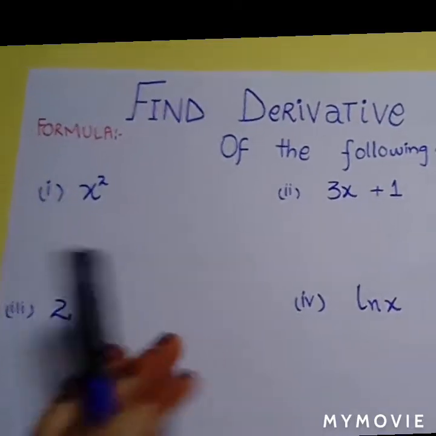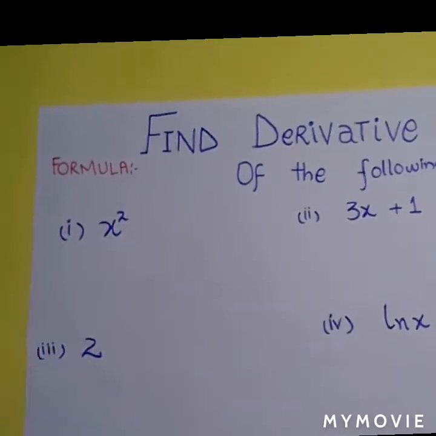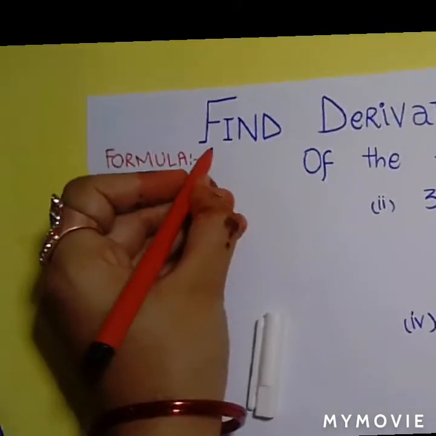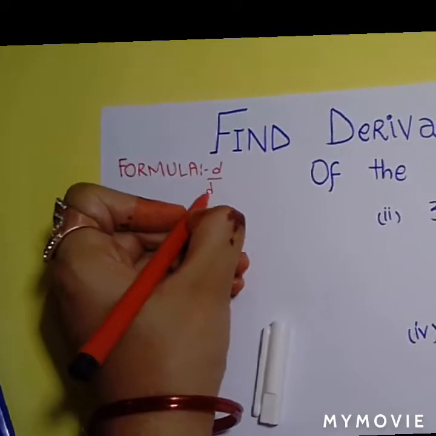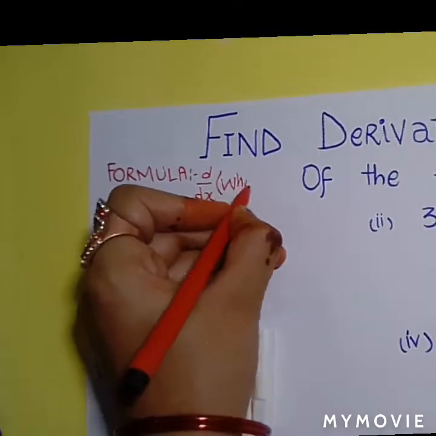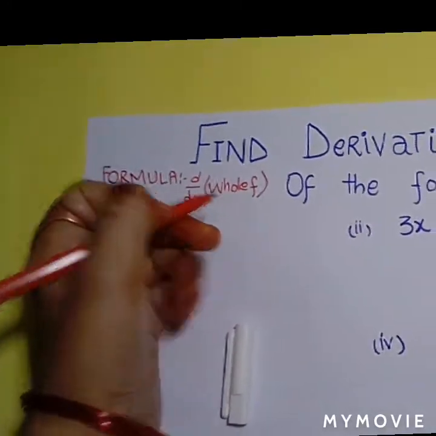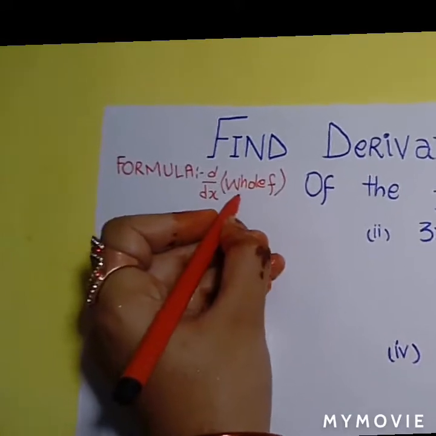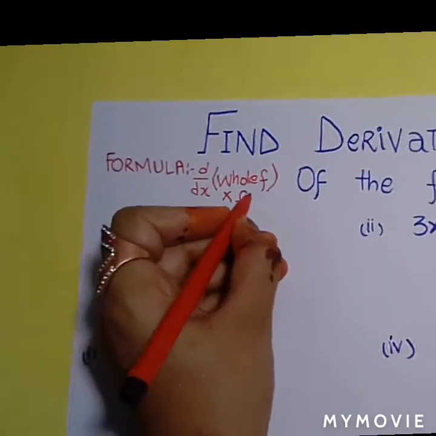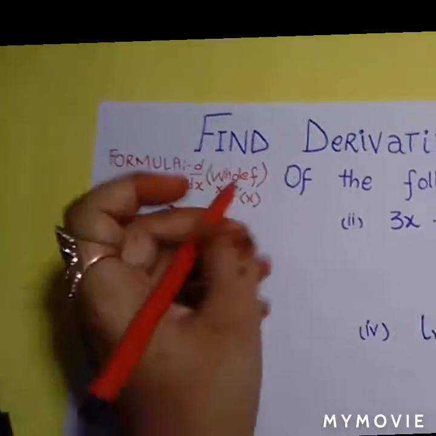Today I will tell you the tricks to find the derivative of different functions according to different rules. Firstly, you have to write the formula. The formula is d by dx of g of f of x, which is g prime of f of x multiplying with f prime of x, the derivative of the inner function, and so on.